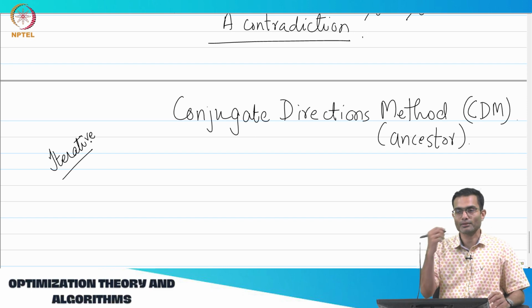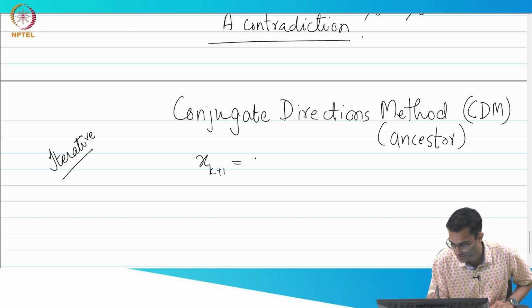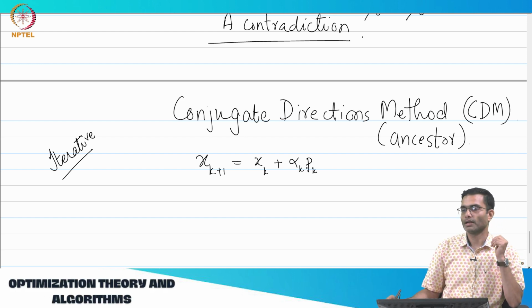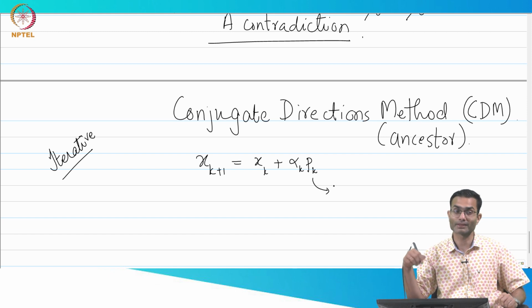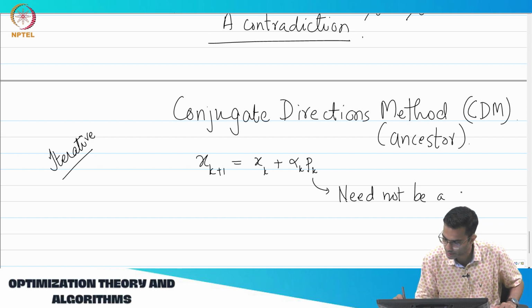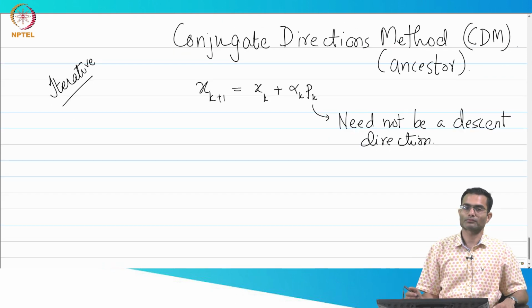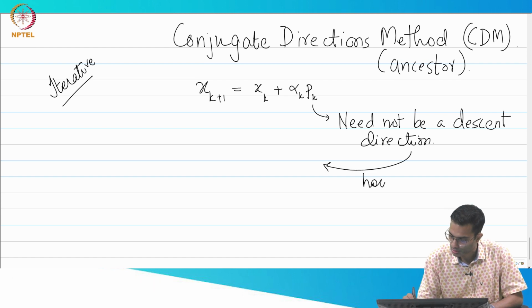And guess what? I can write the iteration the same way that I wrote the iteration for a line search method. So I want this. And the very interesting thing is that this pk, I'm not going to insist on it being a descent direction, because then I'm back to gradient descent. So I'm going to say it need not be a descent direction. But just as we know that there is no free lunch, there are some different constraints that I need to impose on this p. Okay, so let's put a however.